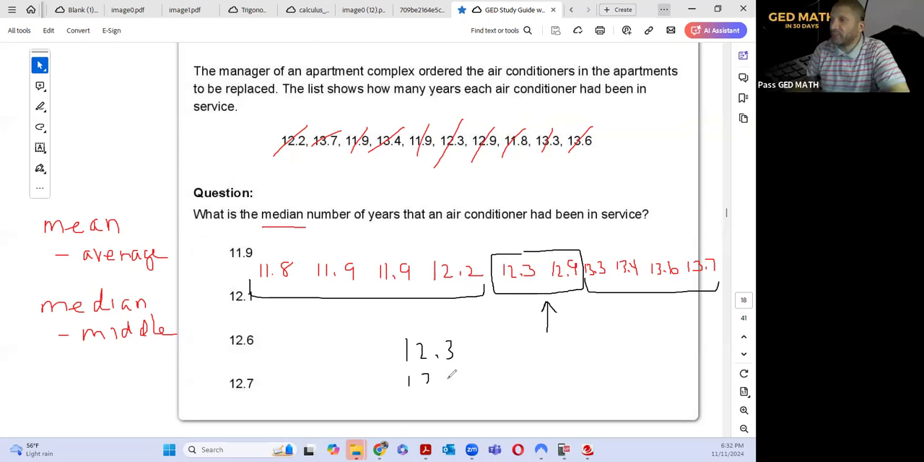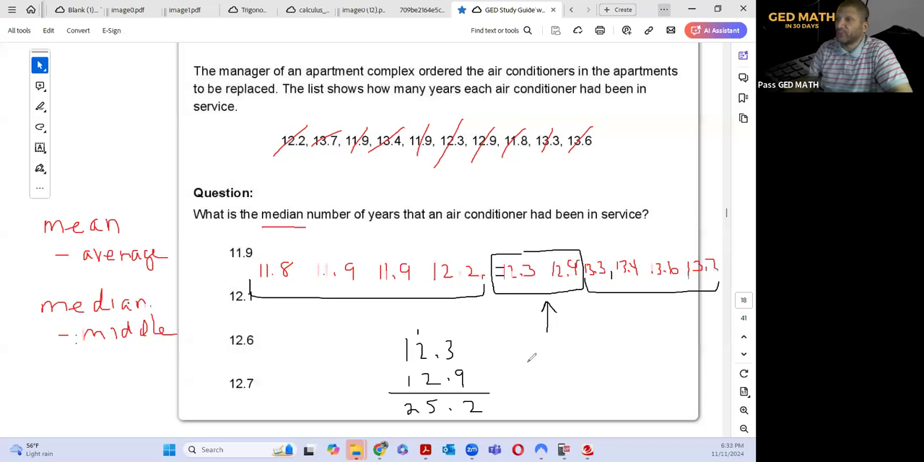I add those 2 together. I get 25.2, right? So 9 plus 3 is 12. Put down your 2, carry 1. 2 plus 2 plus 1 is 5. 1 plus 1 is 2. So I did it in my head, mental math, 25.2.